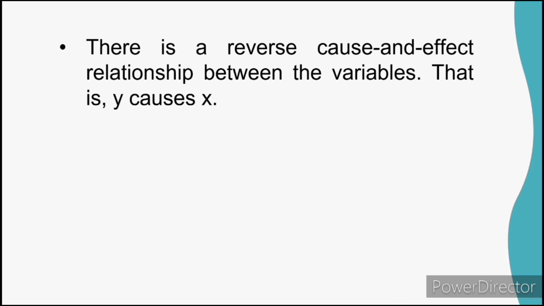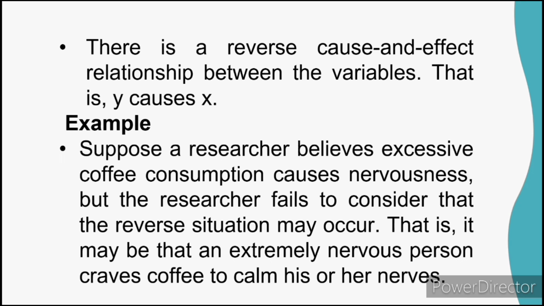There is a reverse cause and effect between the variables, that is, y causes x. Example, suppose a researcher believes excessive coffee consumption causes nervousness, but the researcher failed to consider that the reverse situation may occur. It may be that an extremely nervous person craves coffee to calm his or her nerves. This, y, could cause x. Your nervousness could cause you to drink coffee.